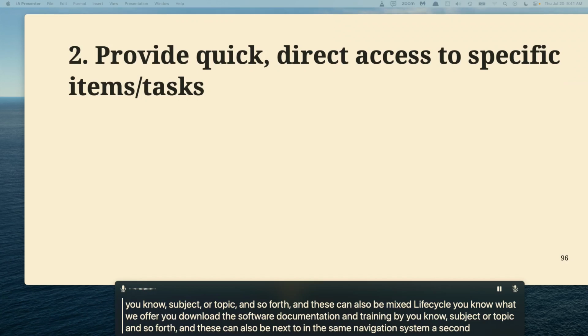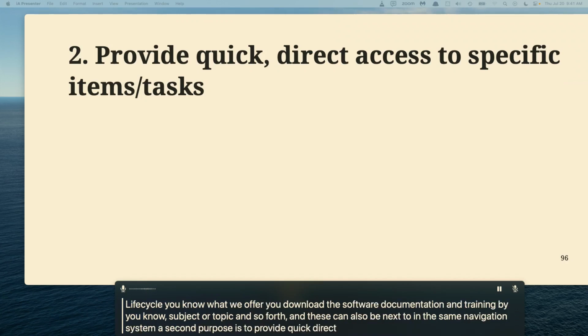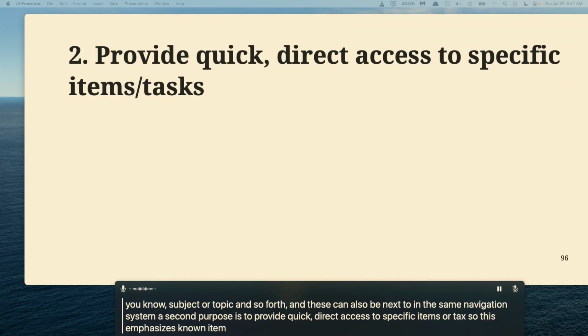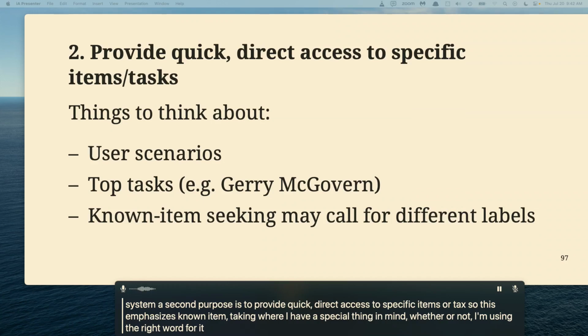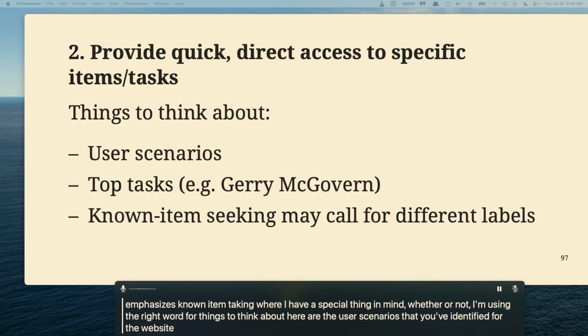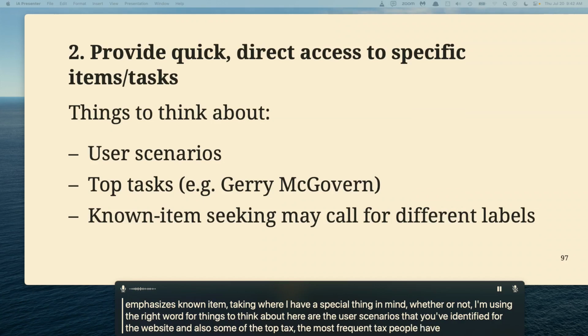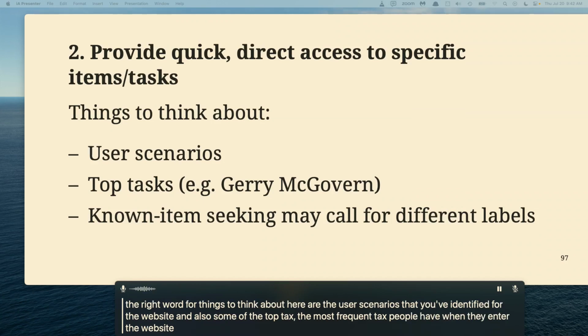A second purpose is to provide quick, direct access to specific items or tasks. So this emphasizes known item seeking, where I have a specific thing in mind, whether or not I'm using the right word for it. Things to think about here are the user scenarios that you've identified for the website, and also some of the top tasks, the most frequent tasks people have when they enter the website. Jerry McGovern's top task method is great for identifying these tasks.